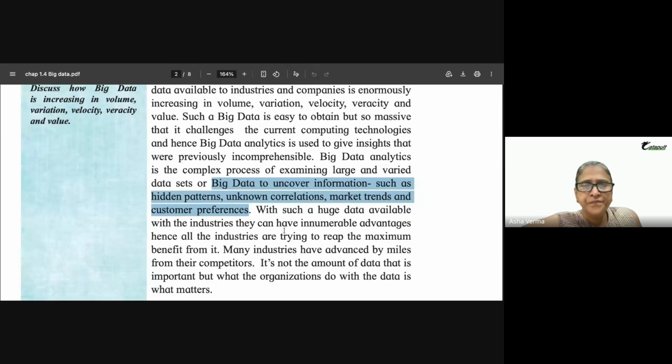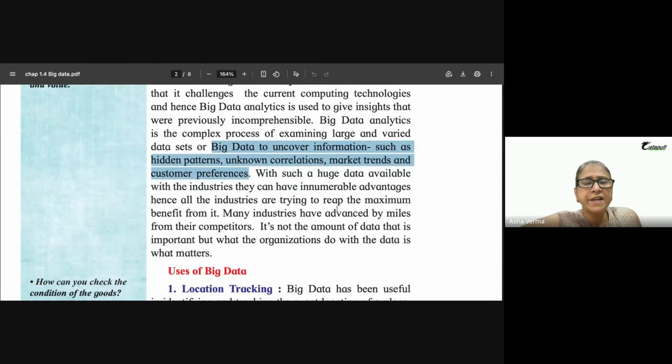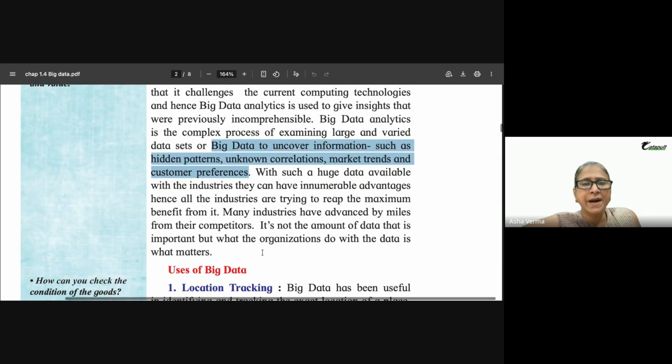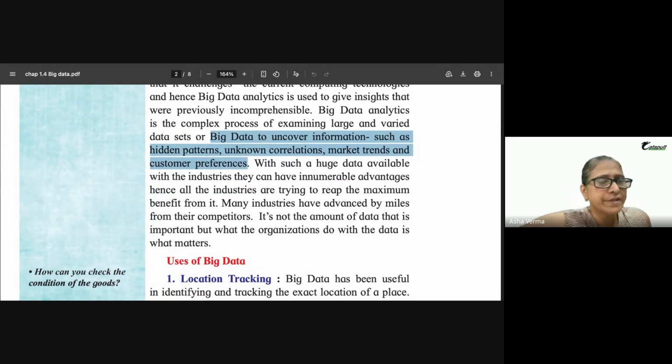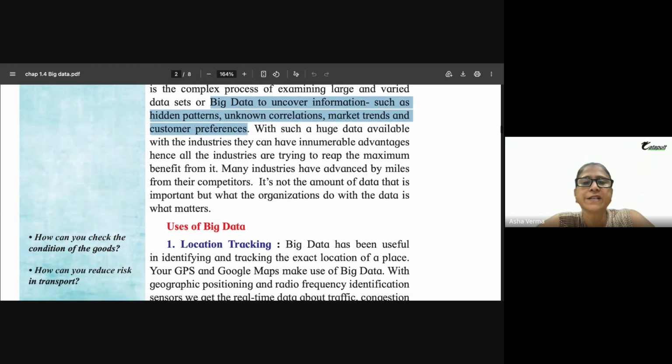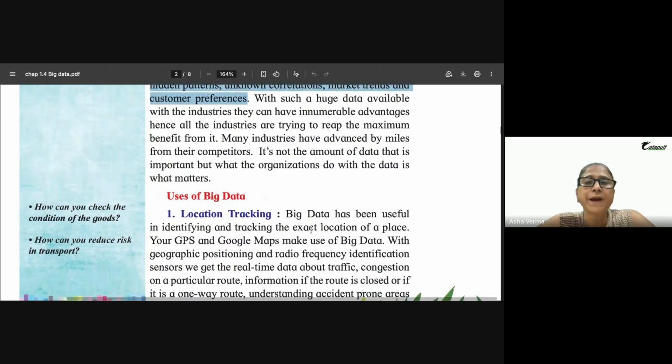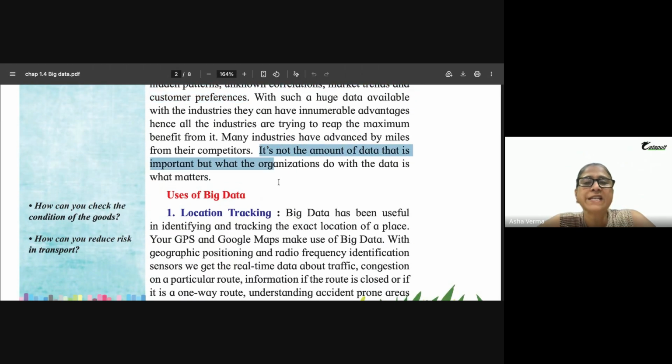Okay. With such a huge data available with the industries, they can have innumerable advantages. Hence, all the industries are trying to reap the maximum benefit from it. Many industries have advanced by miles from their competitors. It's not the amount of data that is important, but what the organizations do with the data that matters. So once the companies have the data, what do they do with the data?